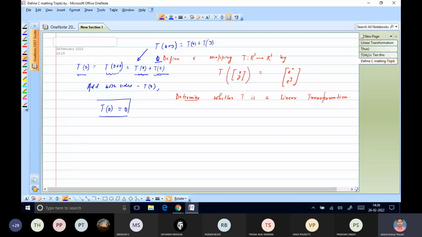So what is the property? The property we have to look at here is that if T is a linear transformation, then T maps the 0 element to the 0 element.